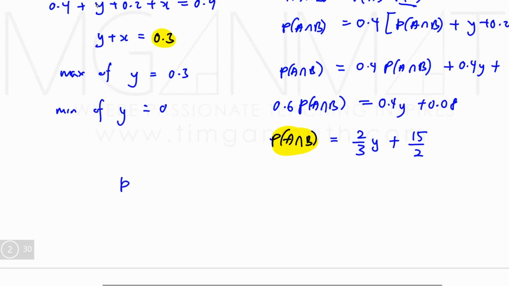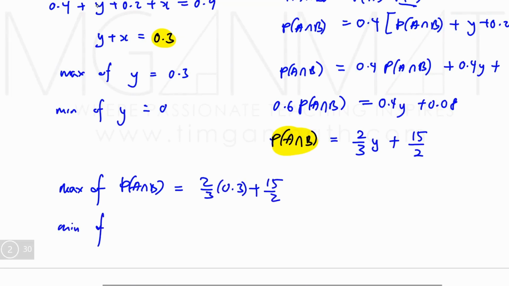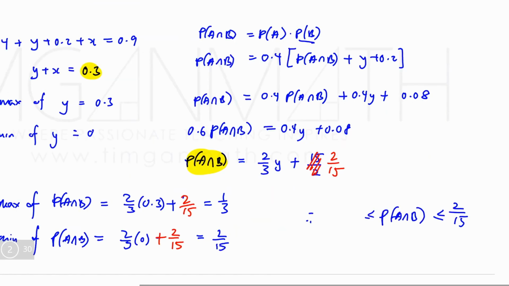So now you tell me PA intersect B maximum will be 2/3 times 0.3 plus 15 over 2. Minimum of PA intersect B will just be 2/3 times 0 plus 15 over 2 lah. So key this in. So maximum will be, minimum will be 1/3 lah. Okay?